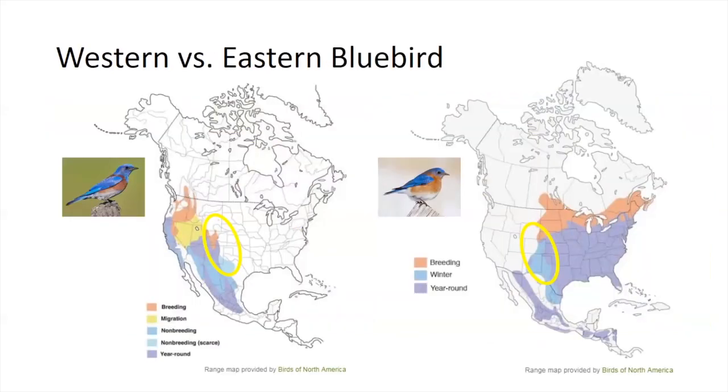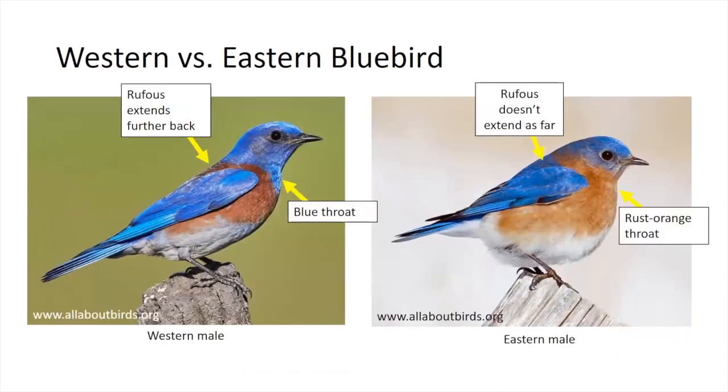There is a portion of the country where the ranges overlap. The western bluebird has been expanding its range eastward over the last few decades. So if you're in this portion of the country, the easiest way to tell them apart is that on the eastern bluebird, the rufous doesn't extend as far back, and on the western, he has a blue throat, whereas the eastern has a rust orange throat.